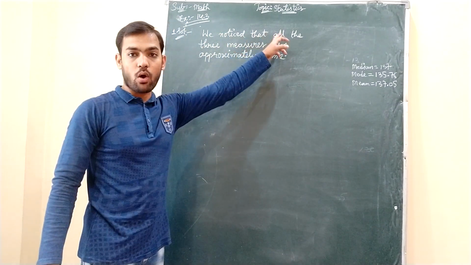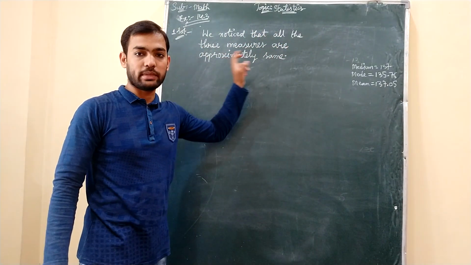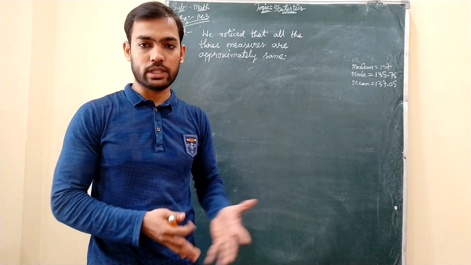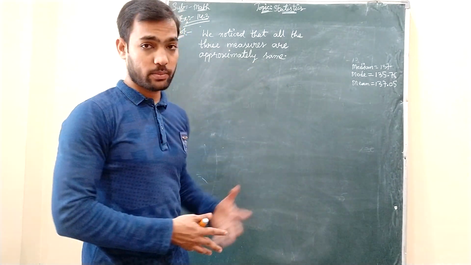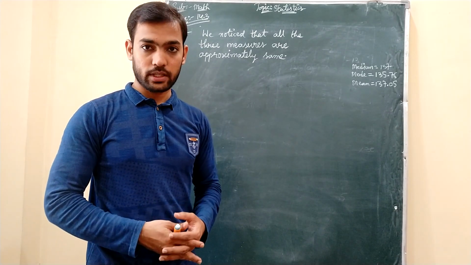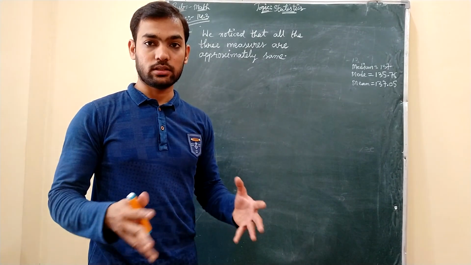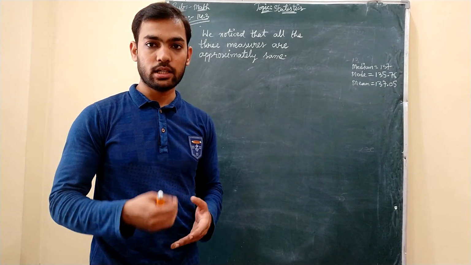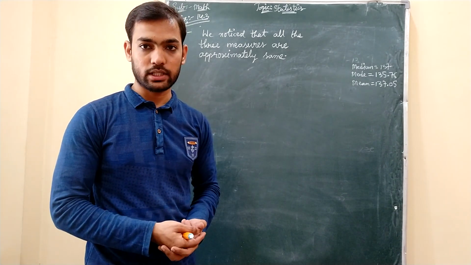We noticed that all the three measures are approximately same. We are not saying same, we are saying approximately same. So they are nearer to each other. That is the reason they are approximately same, we are saying. Okay students, with this we have learned all the three measures of central tendencies. Okay, median, mode as well as mean we have done.